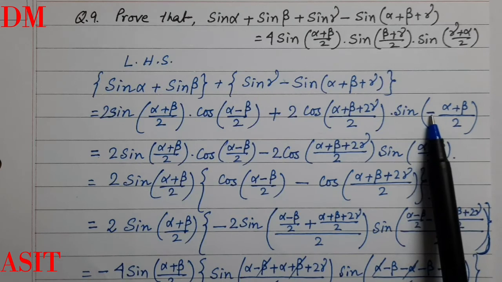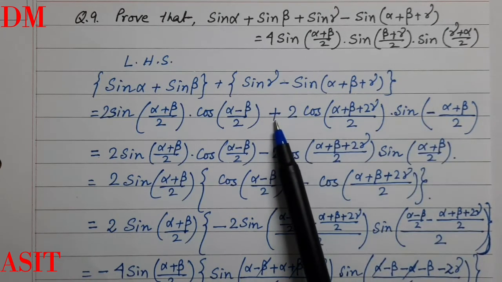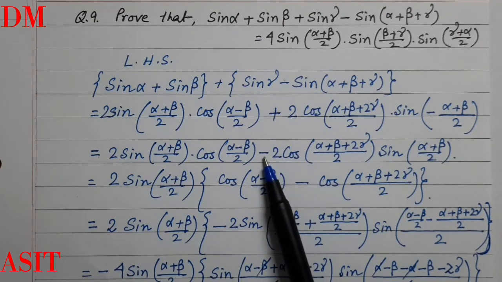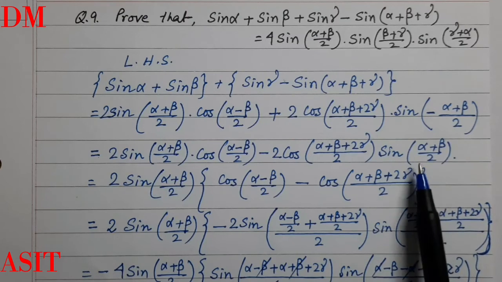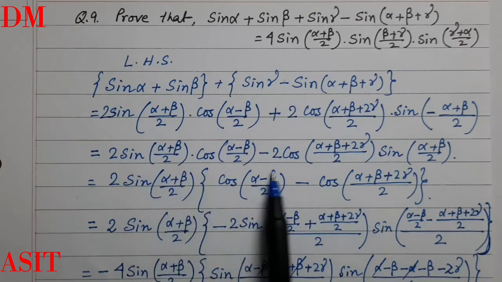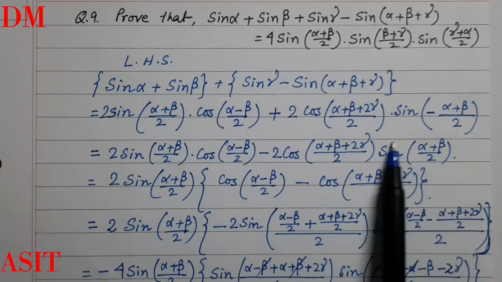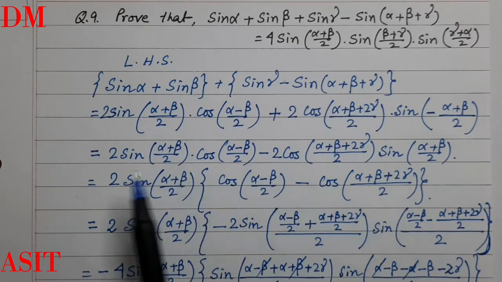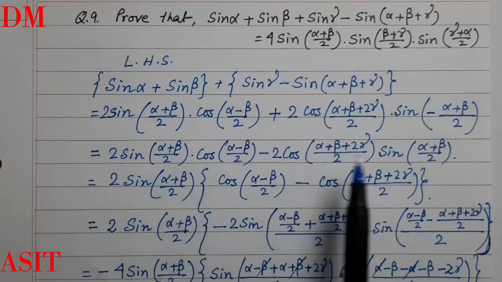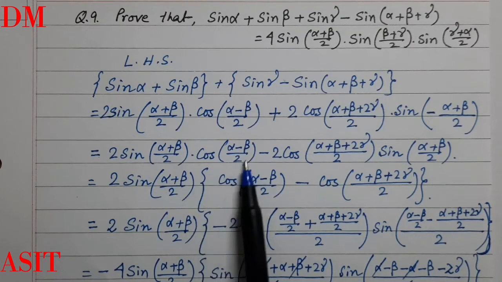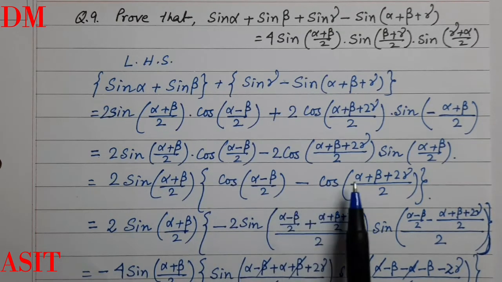Now this minus will go outside and will multiply with this plus, and will become minus. So we can see it will become minus, and this will be sine of (alpha plus beta) by 2, and this thing is as it is. So I have written this line as it is except this thing. Now we can take 2 sine (alpha plus beta) by 2 common. From these two terms, if I take 2 sine (alpha plus beta) by 2, it will be cos (alpha minus beta) by 2 minus cos (alpha plus beta plus 2 gamma) by 2.